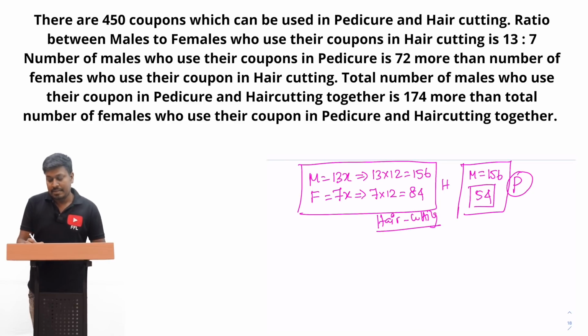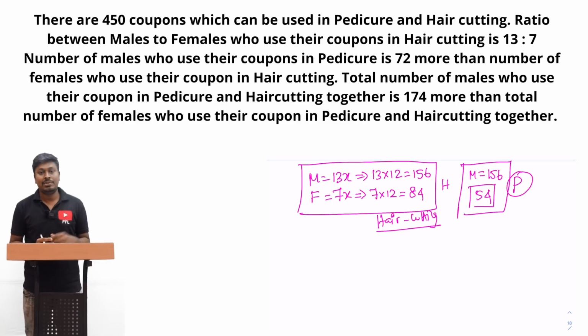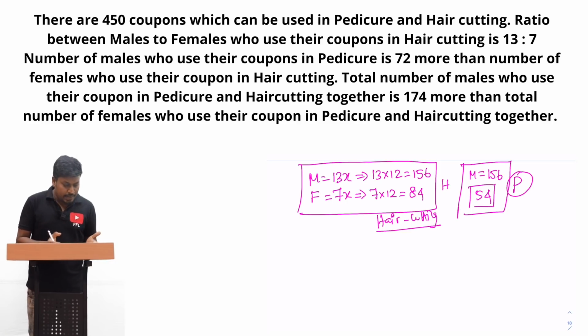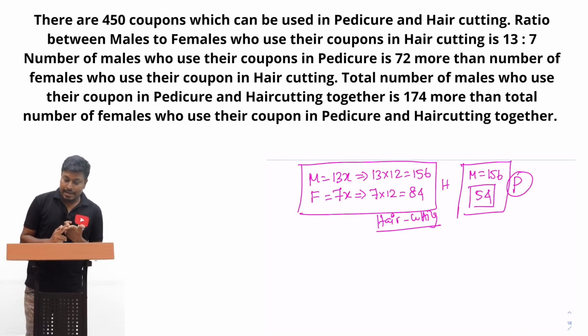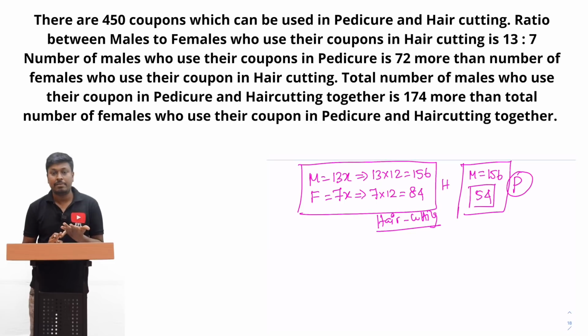Right? So this is the way in the exams you have to initially solve that passage, and then solve all the 5 questions under that passage. That will be very simple. So male hair cutting is 156, female hair cutting is 84, male pedicure is 156, and female pedicure will be 54. Based upon these values, we can solve all these 5 questions under the passage.